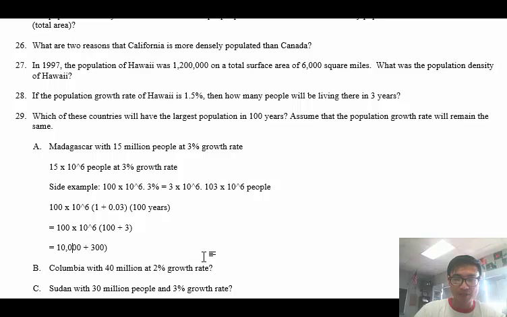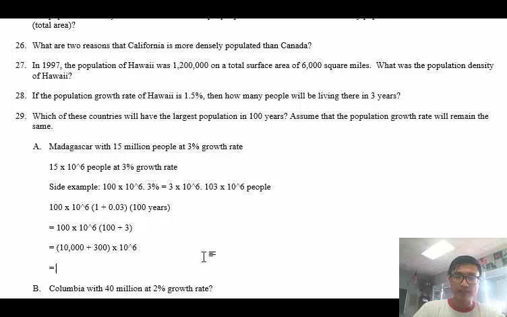And this is all in parentheses because we don't want to forget that we're multiplying by a million, or times 10 to the 6th. Okay? So 10,000 plus 300 times 10 to the 6th. And this is going to equal 10,300 times 10 to the 6th, which is kind of the way Diamond really likes to write it.